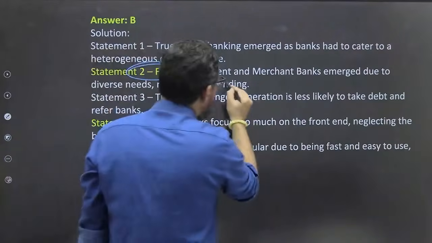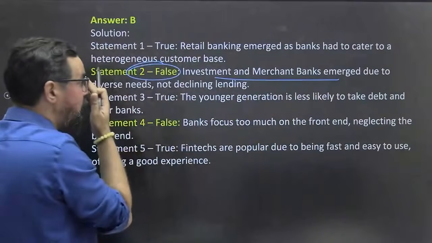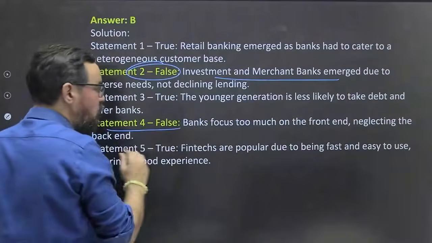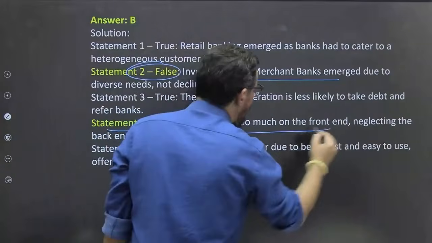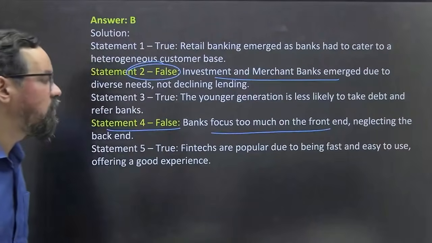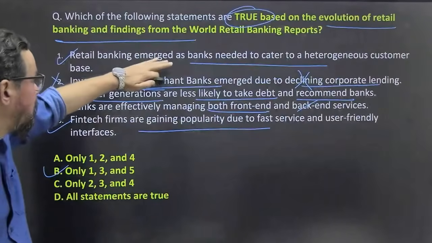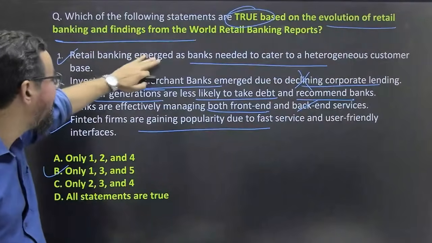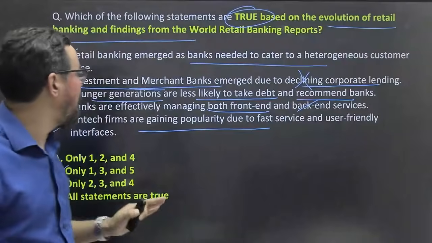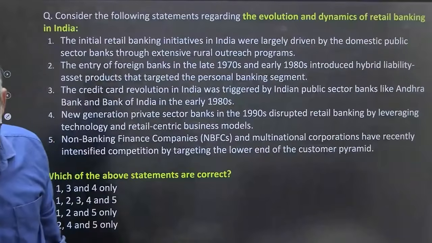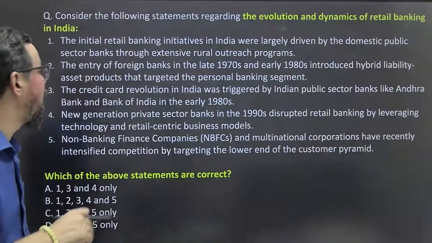Statement 2 was false. Investment in merchant banking emerged due to diverse needs. Fourth one is false: banks focused too much on front end, neglecting the back end. This was another reason for the overall evolution of retail banking, from the World Banking Reports, if you go through that report. Okay, next one, guys.